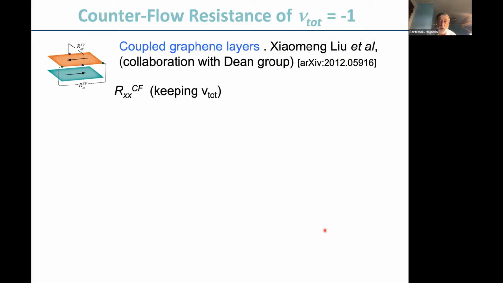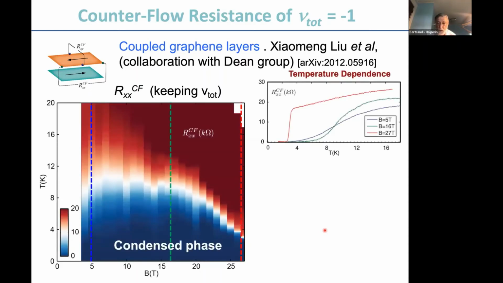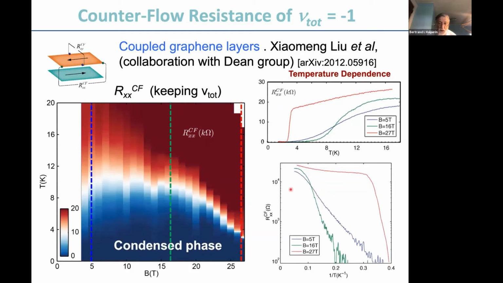Let me just talk a bit about some measurements that I was involved in, which were recently put on the archive in December, that were done by Xiaomeng Liu from the Harvard group in collaboration with the Dean group. In particular, they're focusing on measuring the counterflow resistance, keeping nu total fixed at nu total equals 1. And let's see if I can get this to work here. So, okay, this color, temperature in this direction, and D over L in this direction.